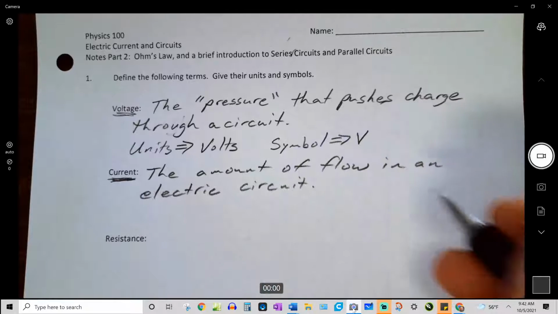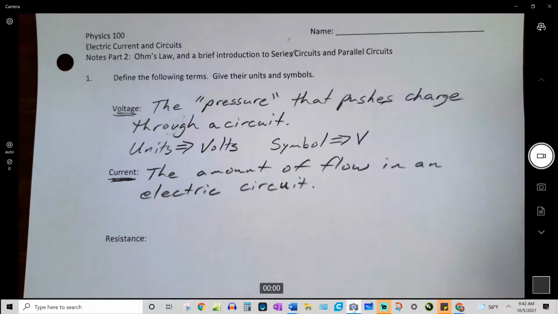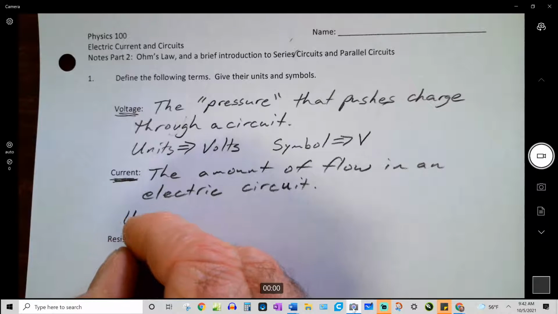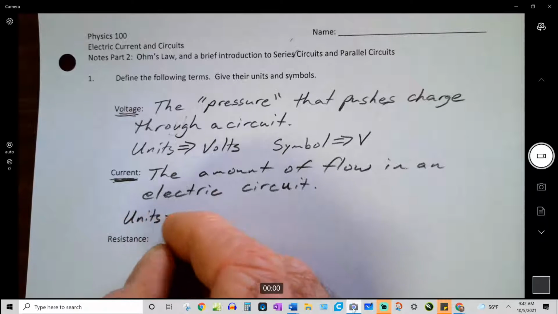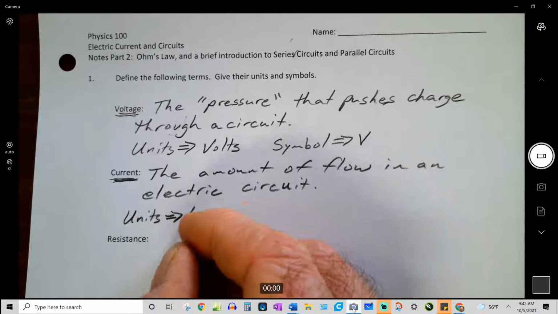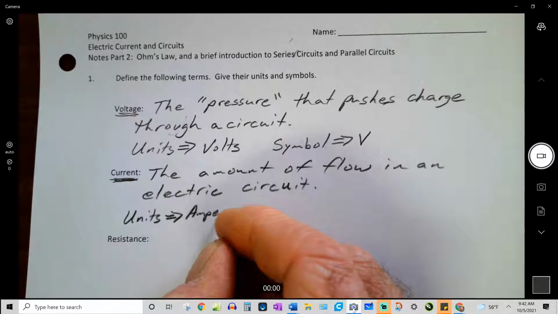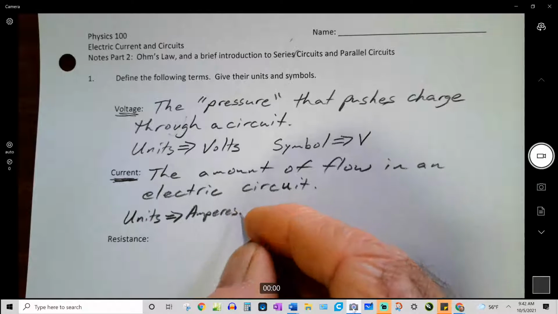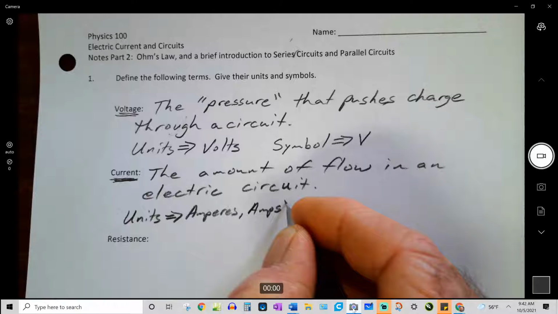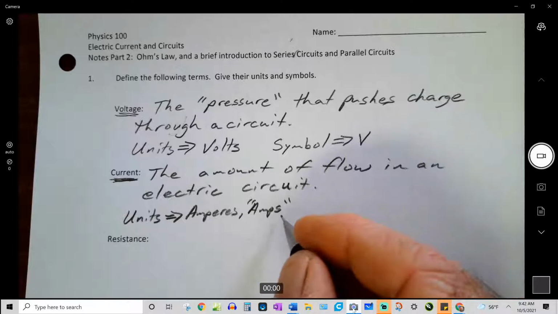And this is the one with the confusing units and symbols. So the units, there are two ways to, or maybe even three ways to do it. You can say amperes, that's the full word. Amps, that's what most electricians say.